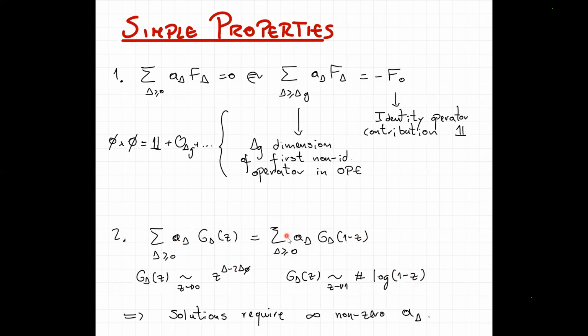But then this is very weird, right? Because here on the left, I will get powers. For instance, the identity term will be here, and the identity will blow up like z to the minus 2 delta phi. But here I have a log. So from a log, how can I get the power? Because this equation has to hold. And of course, the solution is that this can hold indeed, but I will have to sum up an infinite number of contributions. So there are no solutions to this equation with a finite number of terms. I need an infinite set of non-zero coefficients A delta, such that this log has a chance of becoming this power.